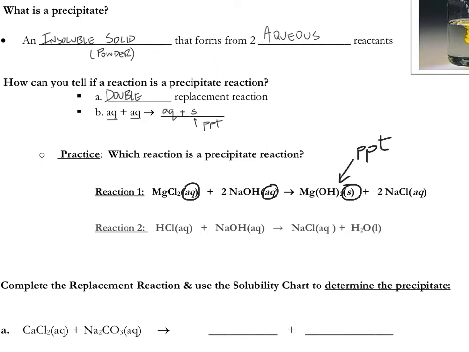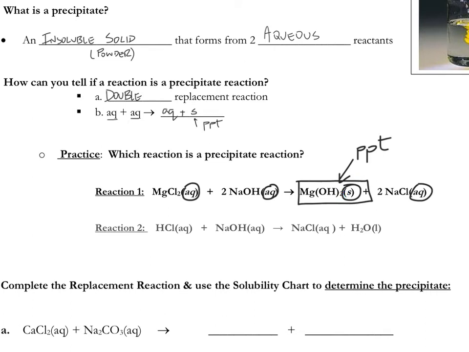Okay, it formed a solid and an aqueous solution. So this is how you can tell what your precipitate is. If there is an S next to it, a solid, that tells you that two liquid or aqueous compounds formed a solid compound. That's my precipitate.